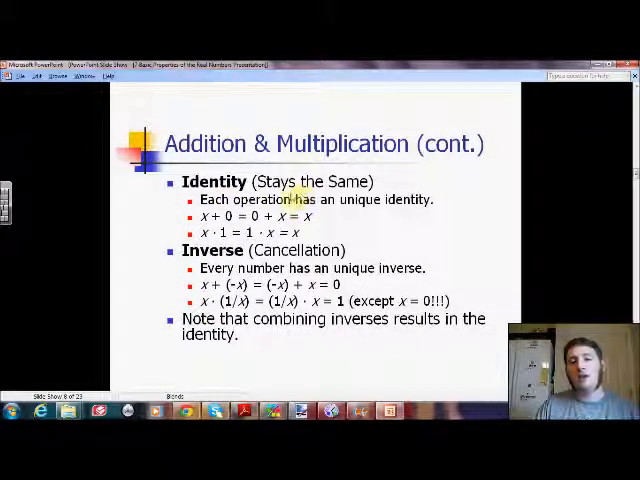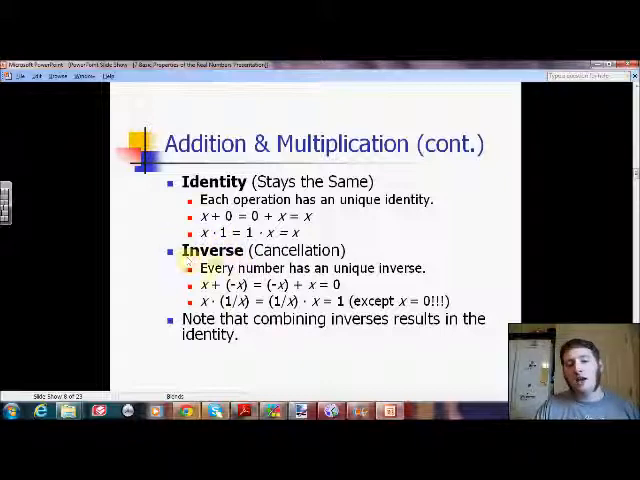Identity, think about like who you are staying the same. Each operation has a unique identity, a one-of-a-kind identity. The number that you can add to any number and not change its identity is 0. The number that you can multiply any number by and not change its identity is 1.